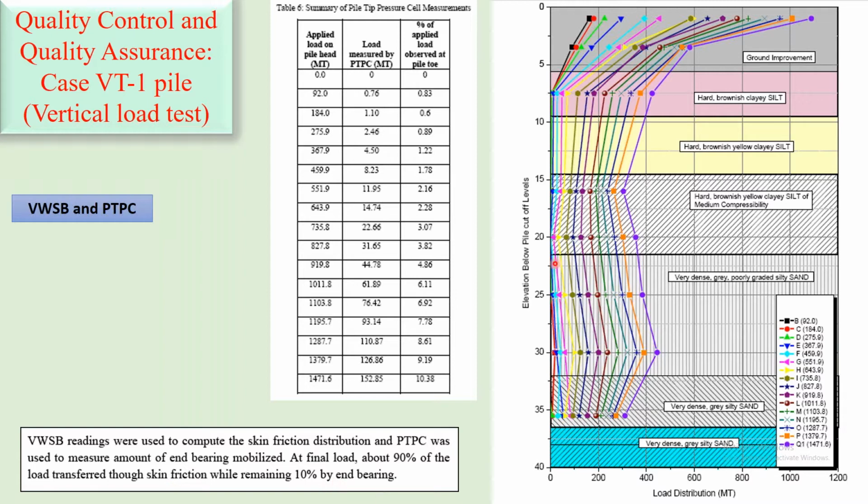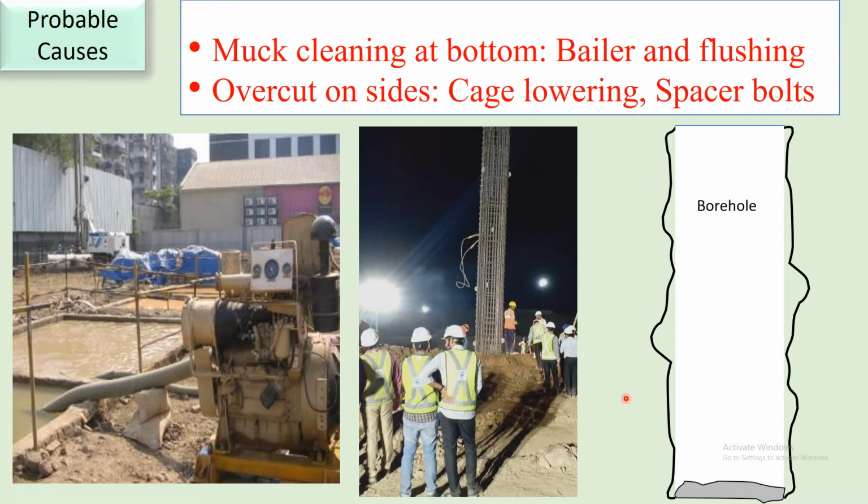You can see that while up to 7-8 meter most of the load was being distributed, below there was no load distribution. Where is the skin friction going? We don't know. Is it a quality issue? What could be the quality issues? We were very surprised that we are not getting the side resistance. We are not getting the skin friction. So there could be many problems here.